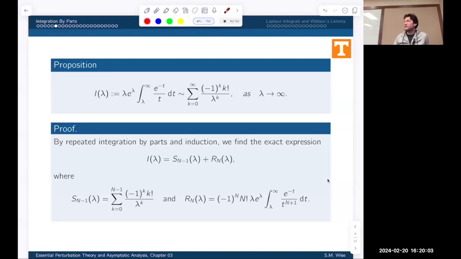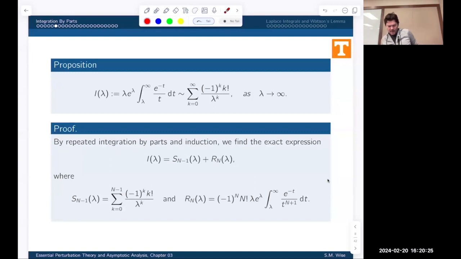Remember, that's the nature of asymptotic series expansions. The series may not converge itself, but we get a nice asymptotic approximation, which means if we fix k and send lambda to infinity, we get better and better approximations all the time.